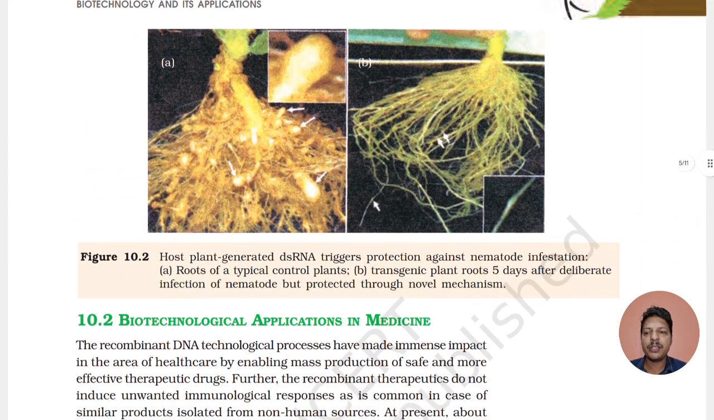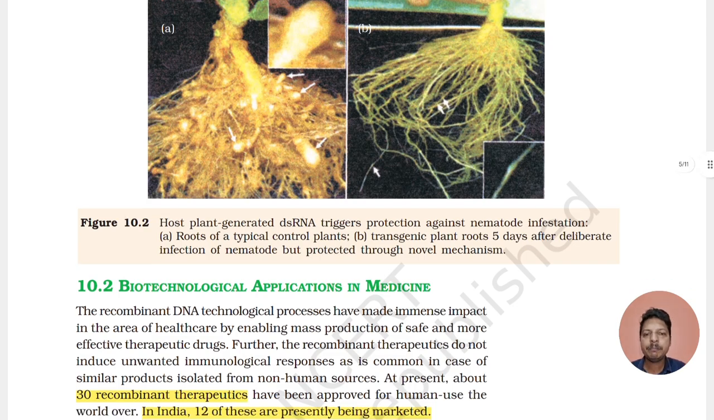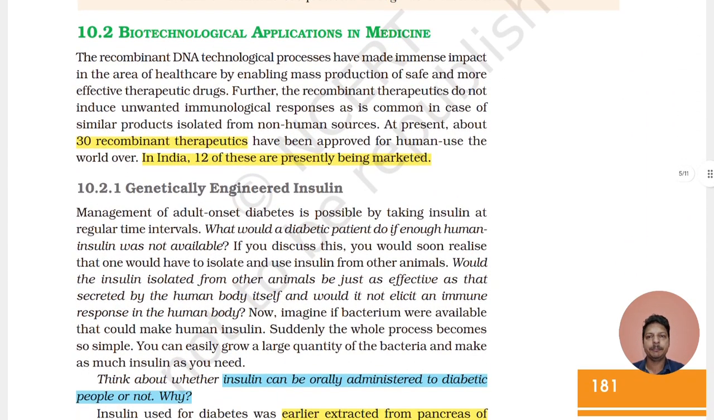Then here you see diagrams are there. Host plant generates double-stranded RNA, triggers production of silencing against the nematode infestation. First diagram, roots of a typical control plant. Then second, transgenic plant roots 5 days after deliberate infection of nematode, but protected through the novel mechanism. Here you can see. Next, in medicine.